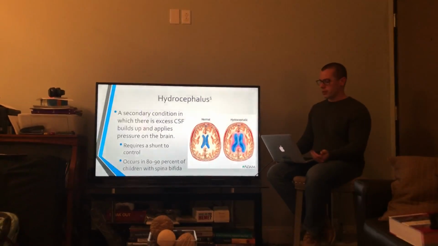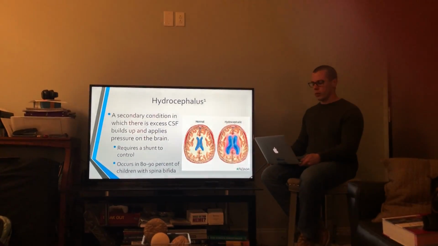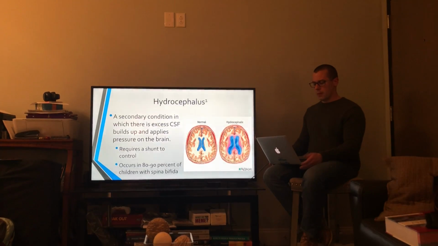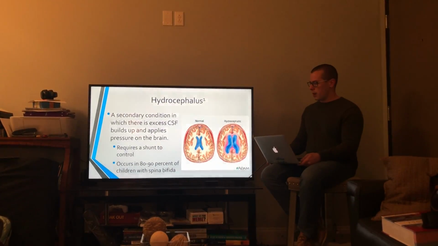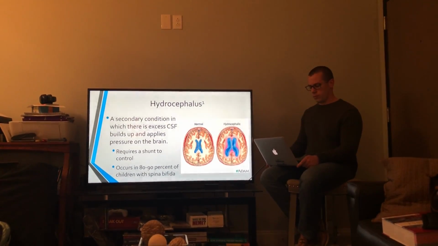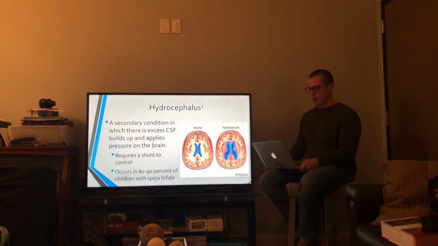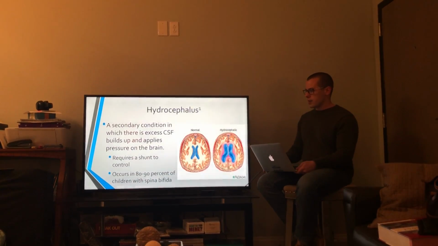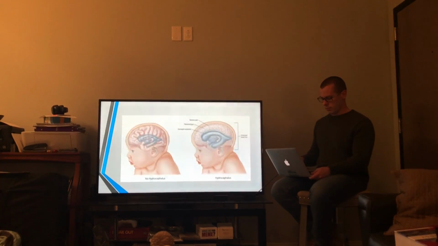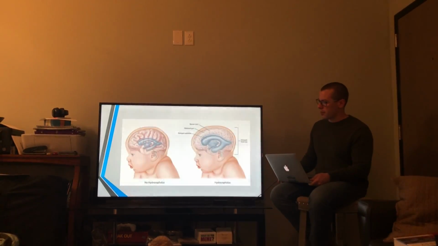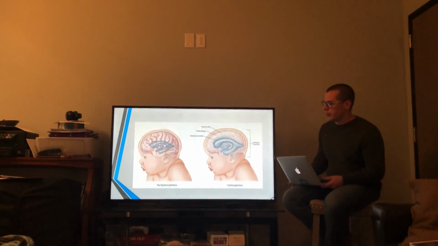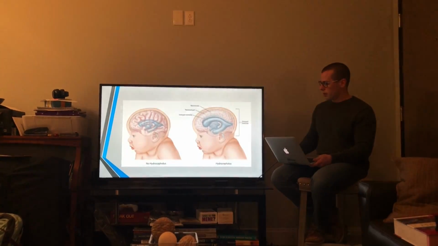So hydrocephalus is a secondary condition in which excess cerebrospinal fluid builds up and applies pressure in the brain. The best way to treat that is for a shunt to be put in to control the pressure. And this actually occurs in 80 to 90% of children with spina bifida. And this is just another picture of the difference between a child without hydrocephalus and one that has it. You can see the ventricles are greatly enlarged.